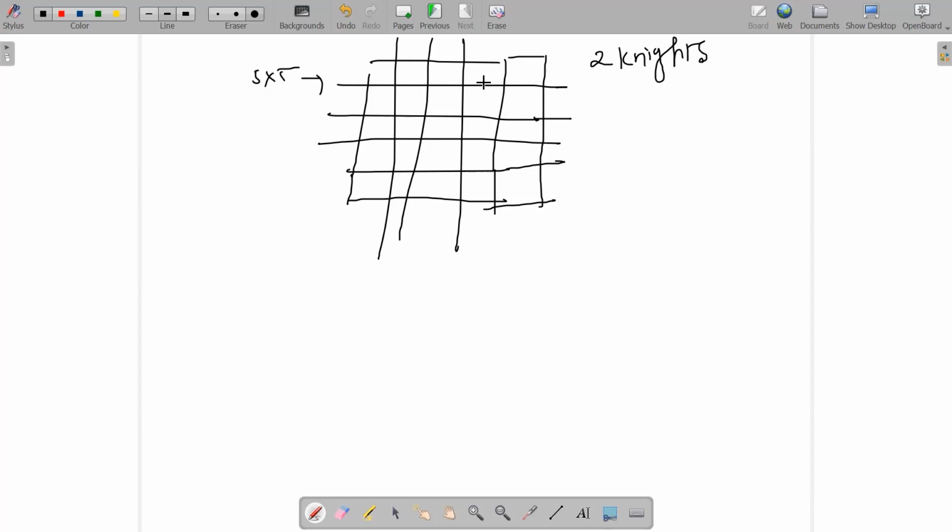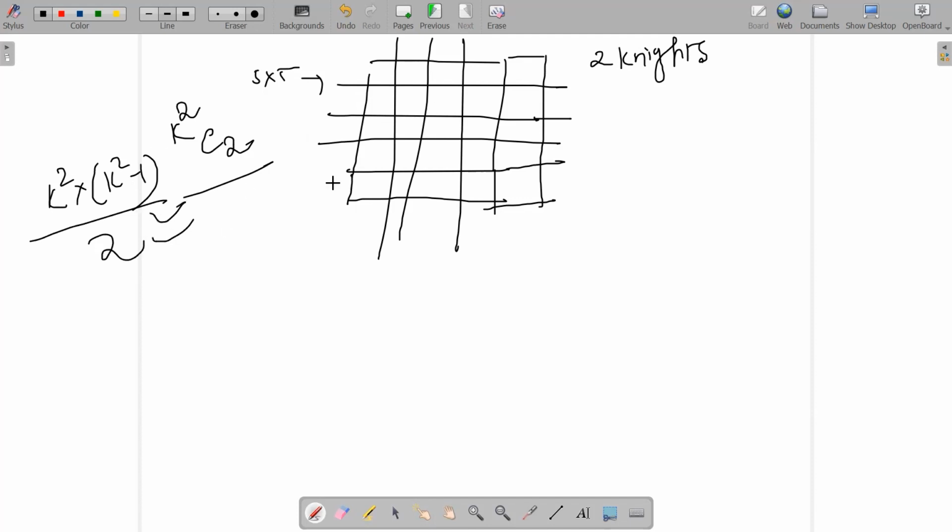Total number of ways we can have 2 knights placed. Any of the positions, can I say k square C2? Is it a possibility? Just choose 2 positions. So what that will be is k square into k square minus 1 divided by 2. This is the total number of ways I can select 2 knights.